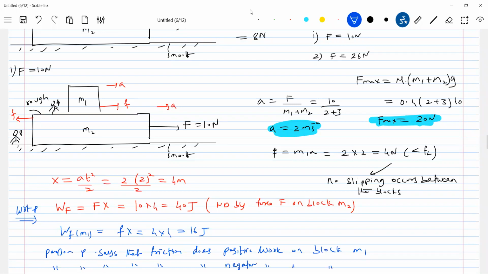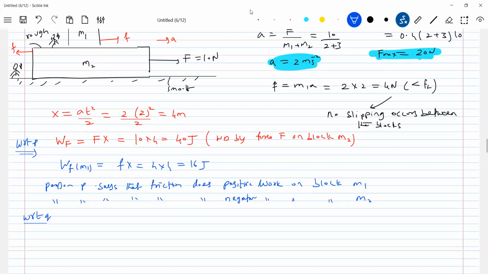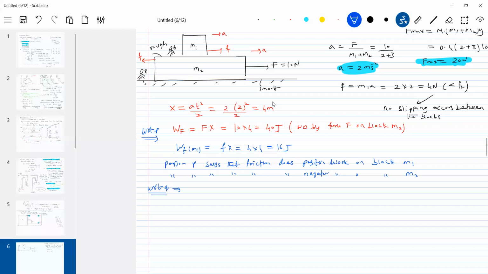Okay, let's come to person Q. The same situation. Now let me bring the idea with respect to Q. What is the work done by the friction? I think you are able to see the complete diagram.